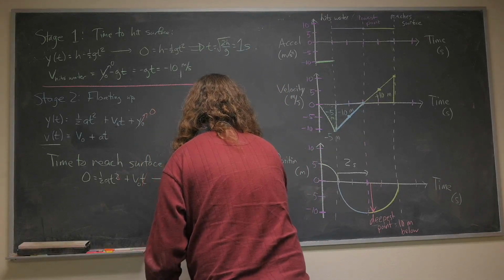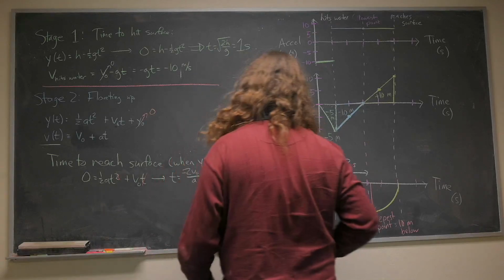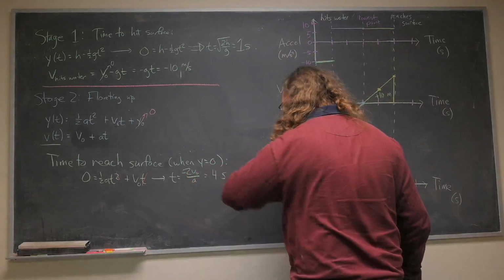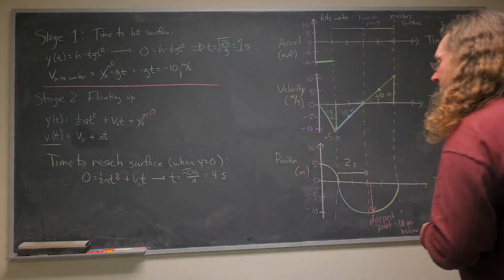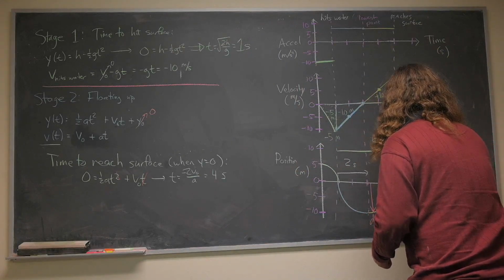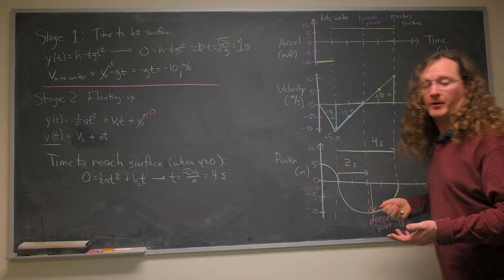So that is 4 seconds. Because v naught is minus 10 meters per second here, a is plus 5 meters per second squared. So this tells me that this amount of time is 4 seconds, which is what I did earlier.